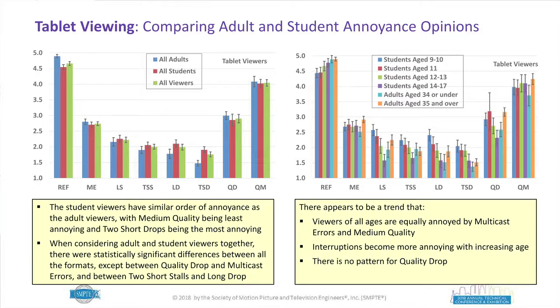And then we said, okay, let's look at these by age groups. So we bucketed them by their age. And we see a trend that viewers of all ages are equally annoyed by multicast errors and quality drops, and medium quality here, so they're about the same. And interestingly, the interruption becomes more annoying as we increase the age. And we couldn't deduce any specific pattern for quality drop.